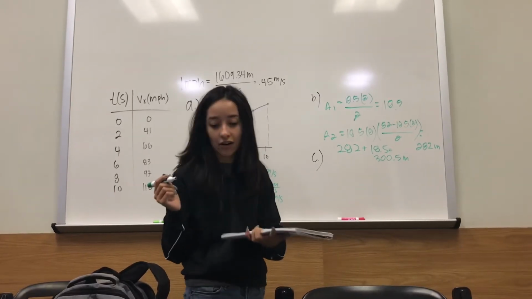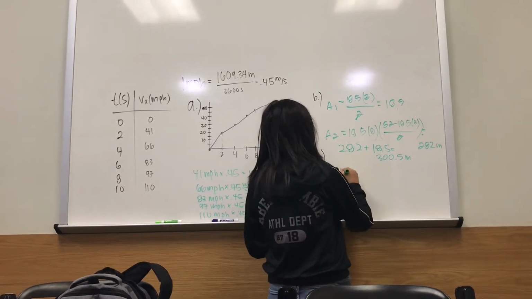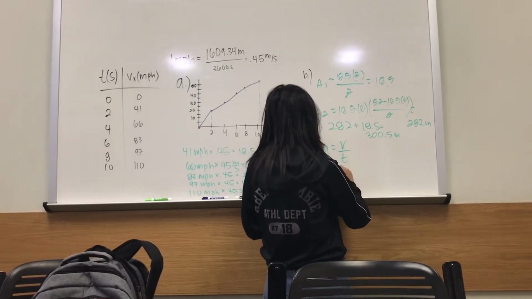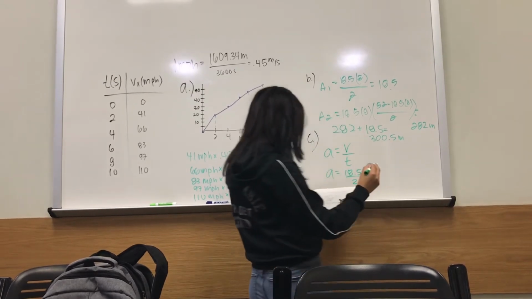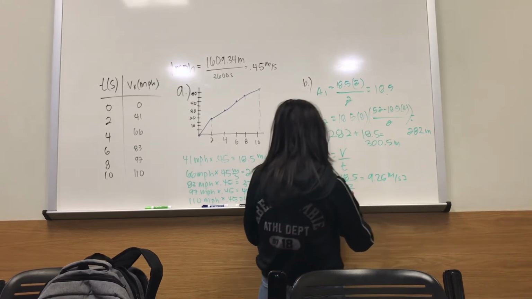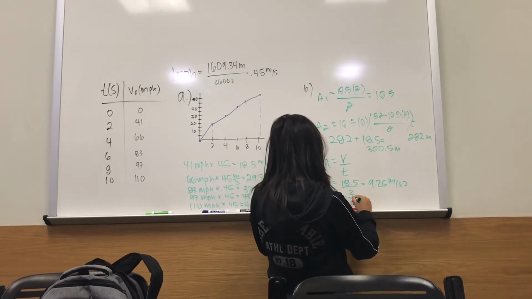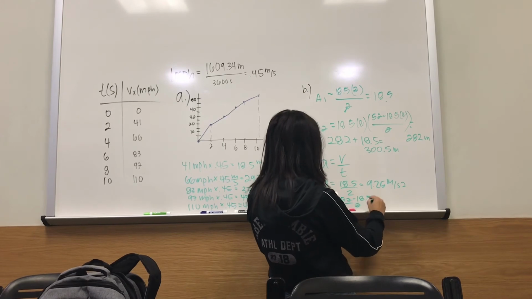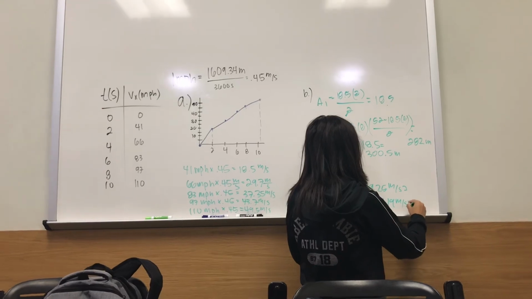And our accelerations, we just have to do our velocities divided by our times. So the first one would be 18.5 in 2 seconds, and that gives us 9.25 meters per second squared. And then our second one is our velocity, which is 52 minus 18.5, and divide that by 8 seconds. And then we get 4.19 meters per second squared.